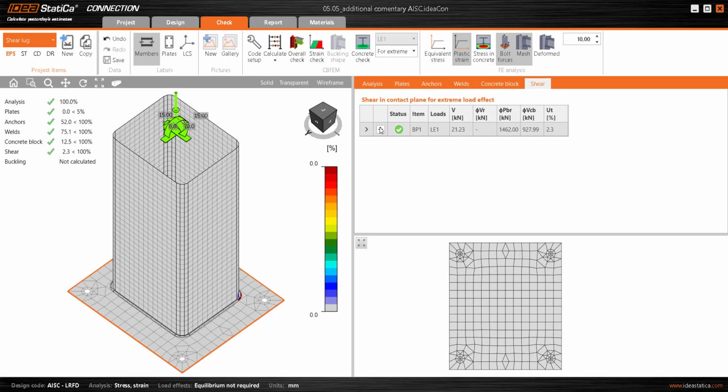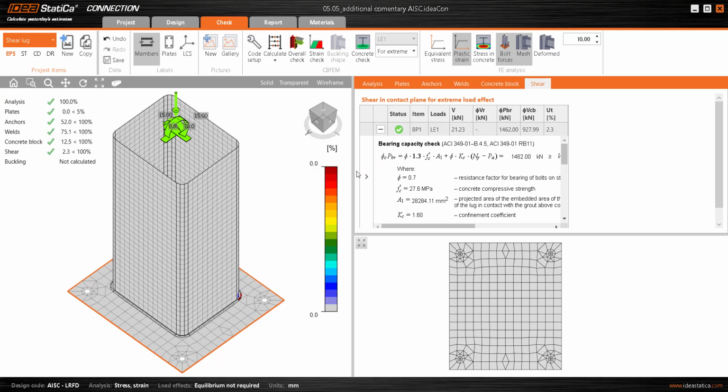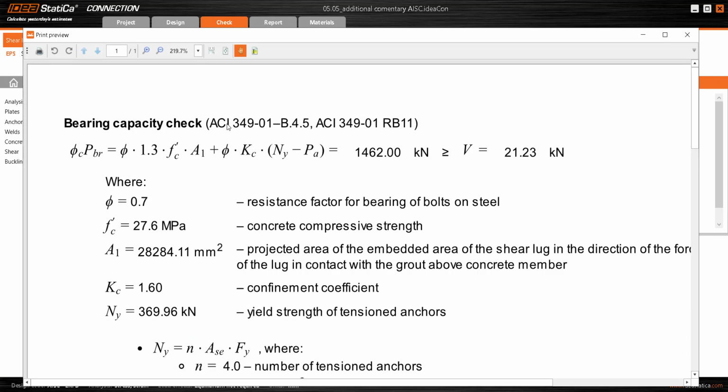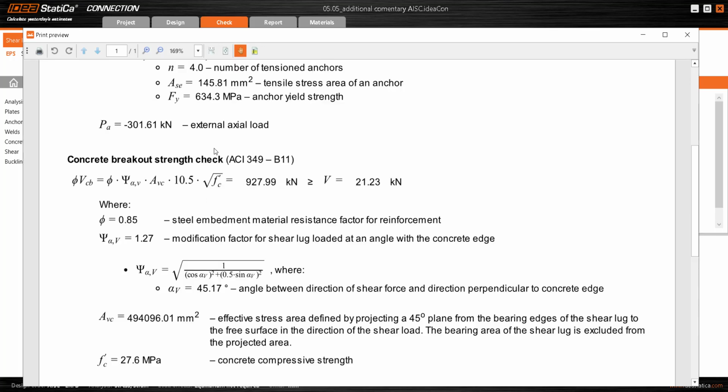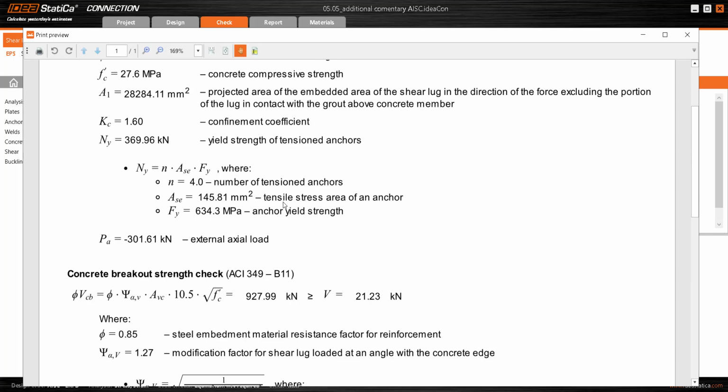We see that we can check the analysis report without any difficulty, as we've done with the other components. We have the two main checks, the bearing strength and the shear breakout resistance, which obviously depend on some geometric considerations and on the shear lug itself. And here we can finish this video tutorial.